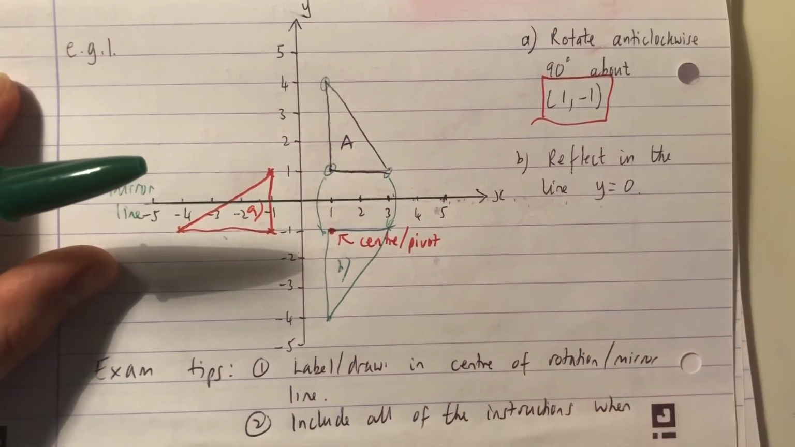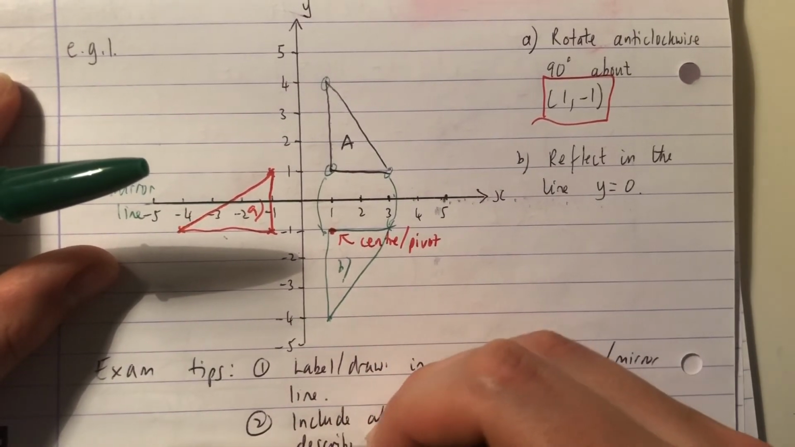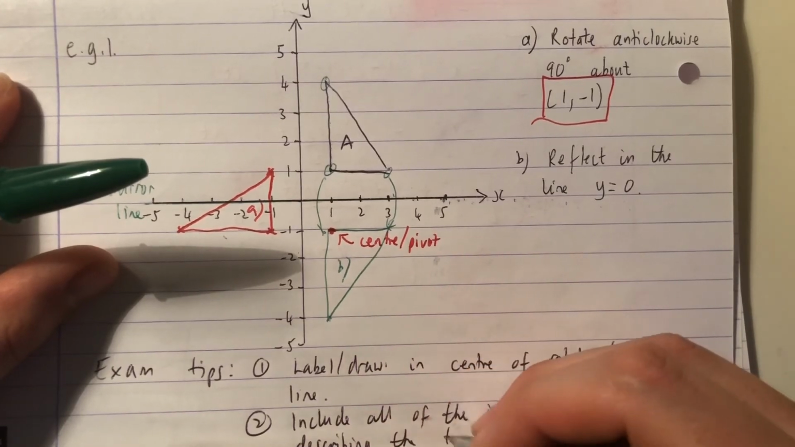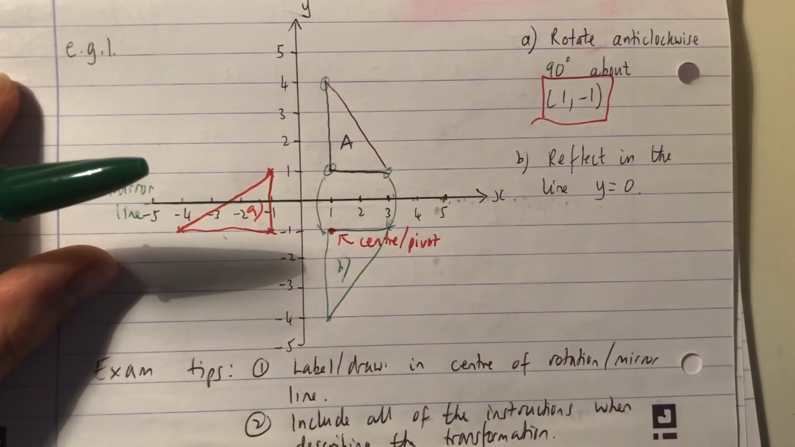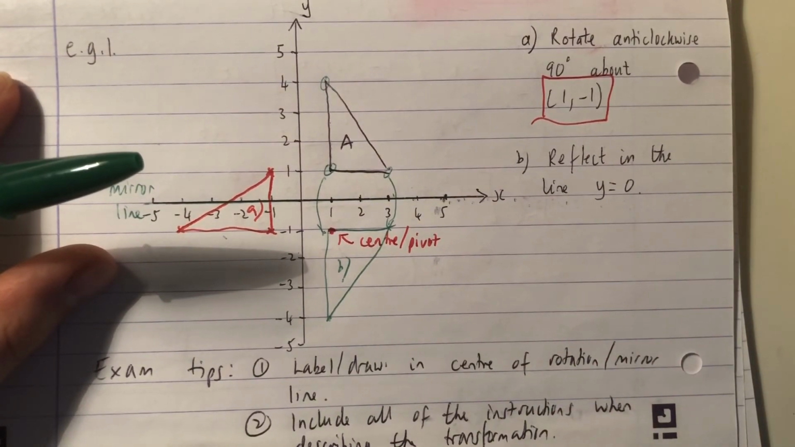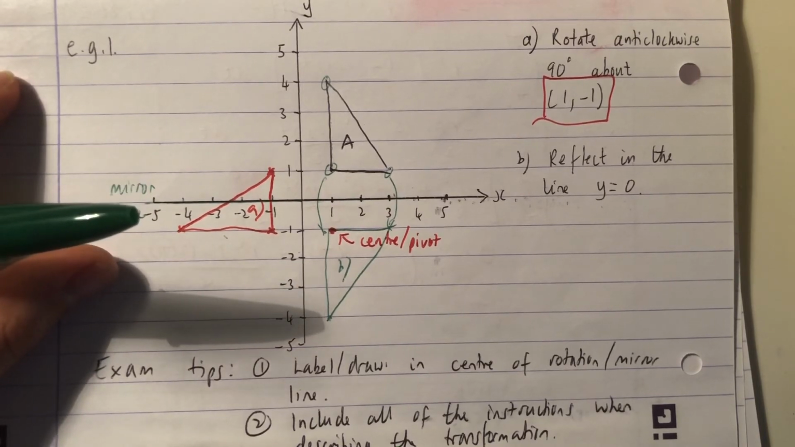Okay, so include all of the instructions when doing the reverse question, when describing the transformation. What I mean by that is, when we did translations before, the instruction was a vector. You have to write that down if you were describing a translation. For today, if I asked you to do a reflection, you have to include the mirror line in your description. And for rotation, there's 3 bits of information. You've got to include the angle, the direction, and also the pivot point or the center of rotation.